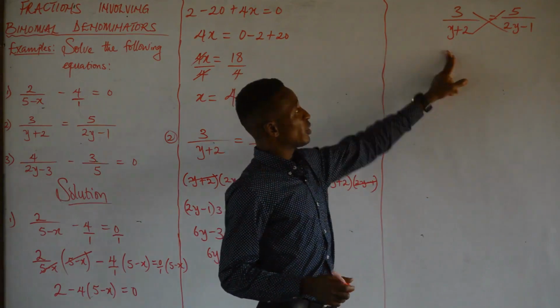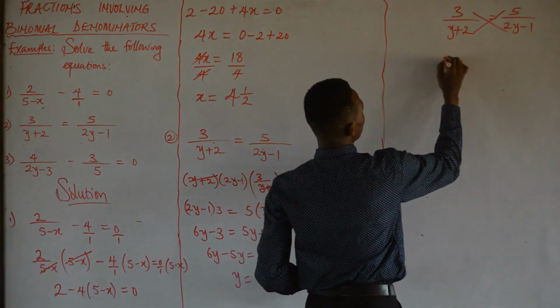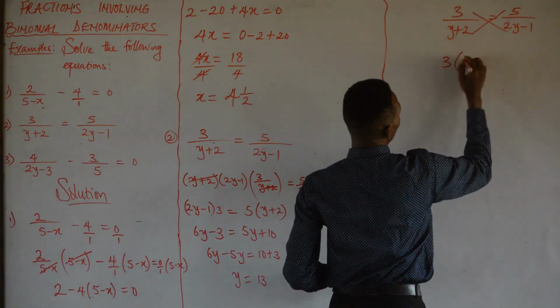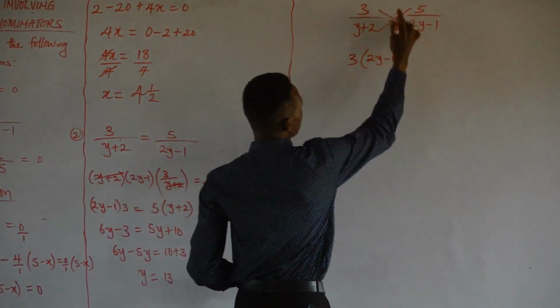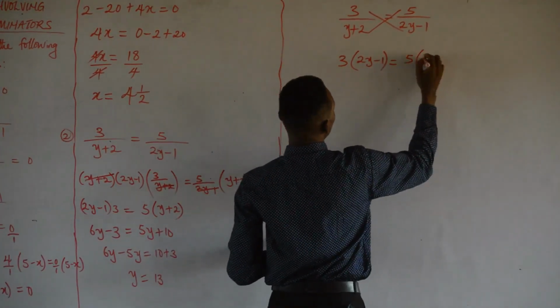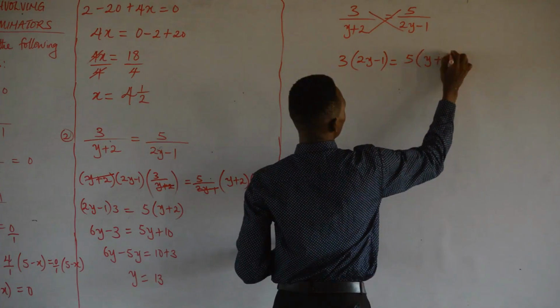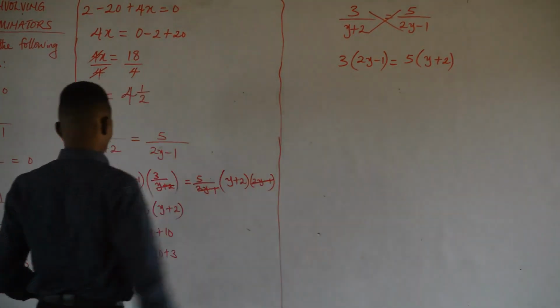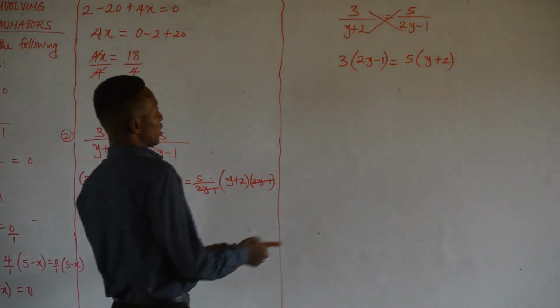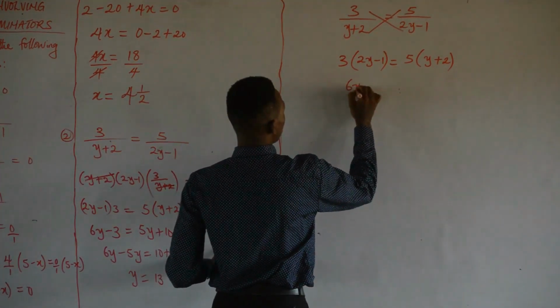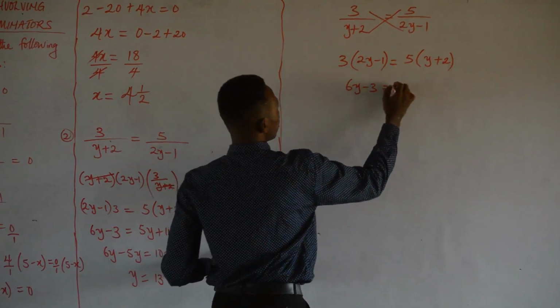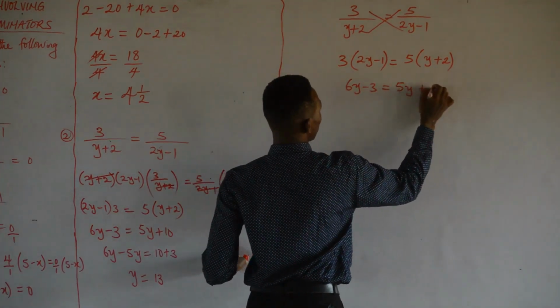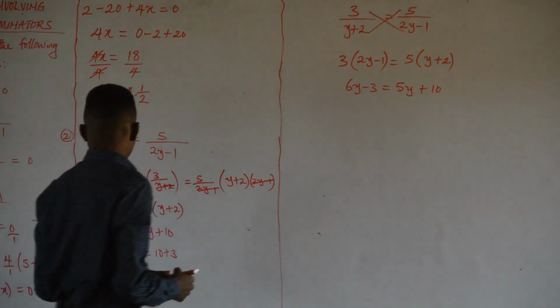So let's look at the way we are going to multiply this now. We have 3 into brackets 2y minus 1, then equals to 5 into bracket y plus 2. If you look at this step that we have here now, when you open it, you are going to be having 6y minus 3 equals to 5y plus 10. We should have something like this.